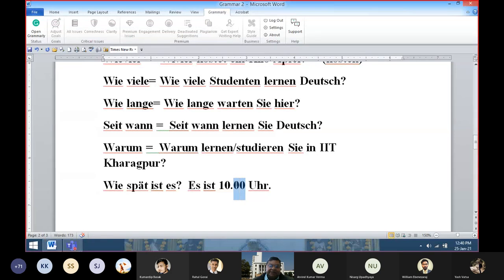Es ist means it is, zehn means 10, Uhr means hour, and after Uhr, whatever number we tell is supposed to be the minutes. So es ist zehn Uhr fünfzehn. It is 10:15. We read like this. If minutes are there, then after Uhr we put the minutes. Is it okay for everybody?